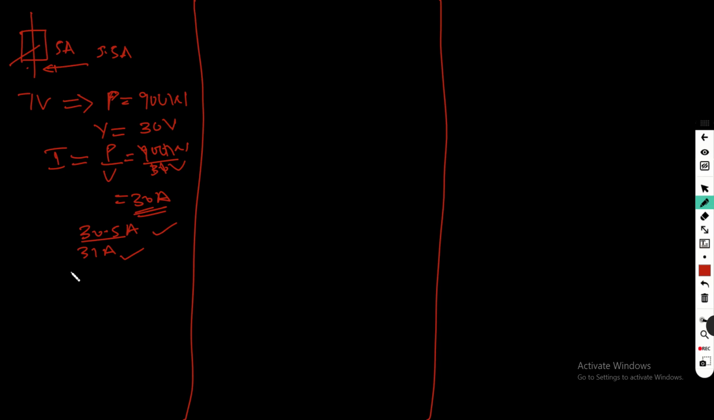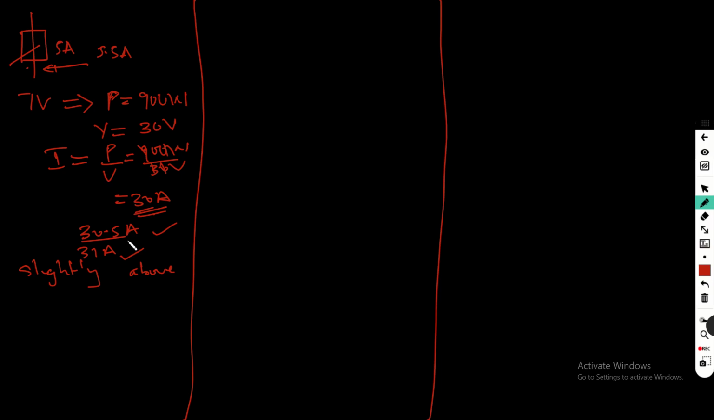You must have a value which is slightly above the current passing through that appliance. Like in this case, we say this is 30 amperes. It means we either use 30.5 if there exists a fuse like that, or 31 amperes if there exists a fuse like that. Right. Now, nowadays they also use circuit breakers in houses.